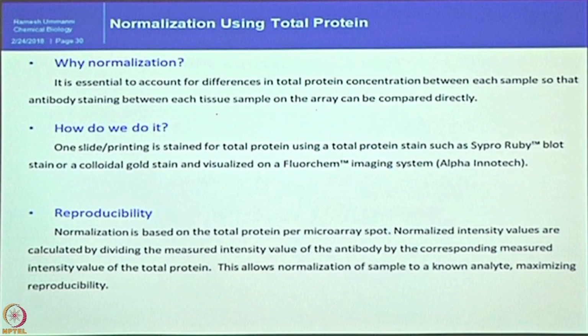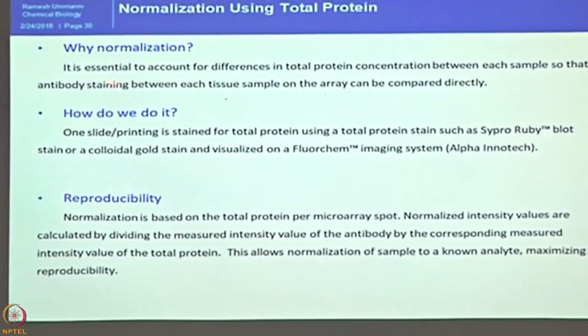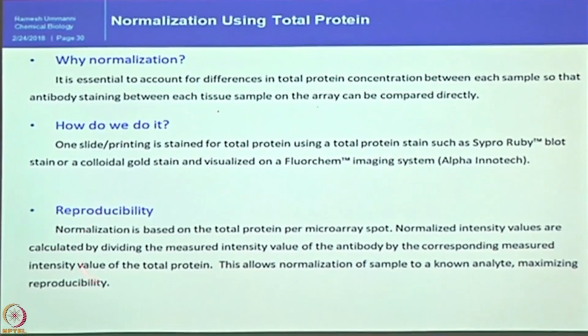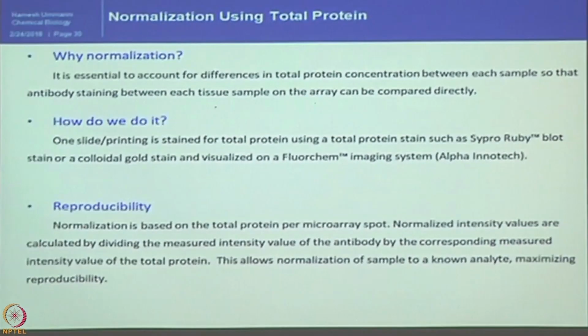So, how can we do it? Among the methods explained on the previous slide, we at least used to follow the total protein normalization method, which is easier to do and also reliable. How do we do that? We always print a lot of slides. One slide after every 10 slides will be used for this normalization method. Every 11th slide, 21st, 31st and 41st will be used as normalizing slides. This will definitely give reproducibility. This normalization is based on the total protein per microarray spot.